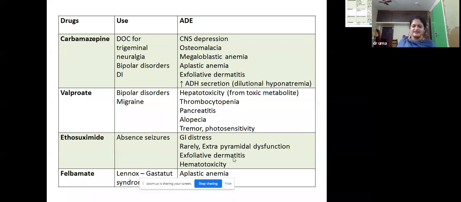And ethosuximide is also used in absence seizures. Mainly GI distress is the side effect. And felbamate is used in Lennox-Gastaut syndrome. Benzodiazepines and valproate are also used in Lennox-Gastaut syndrome, but felbamate causes aplastic anemia.